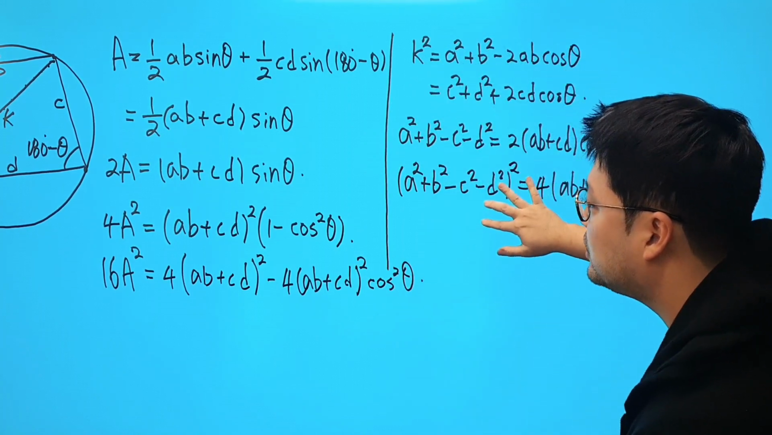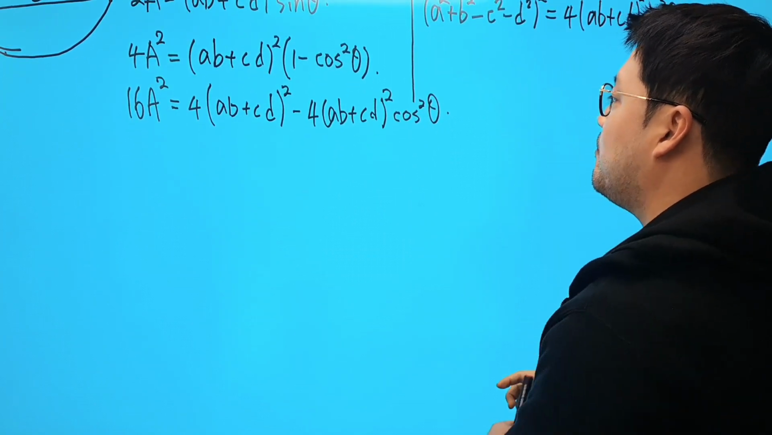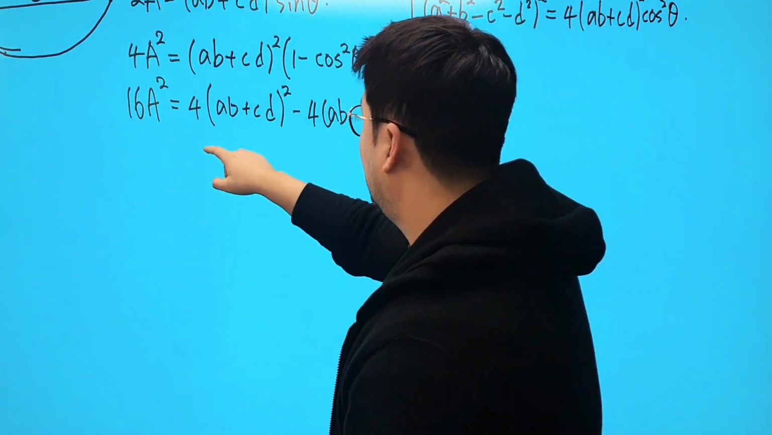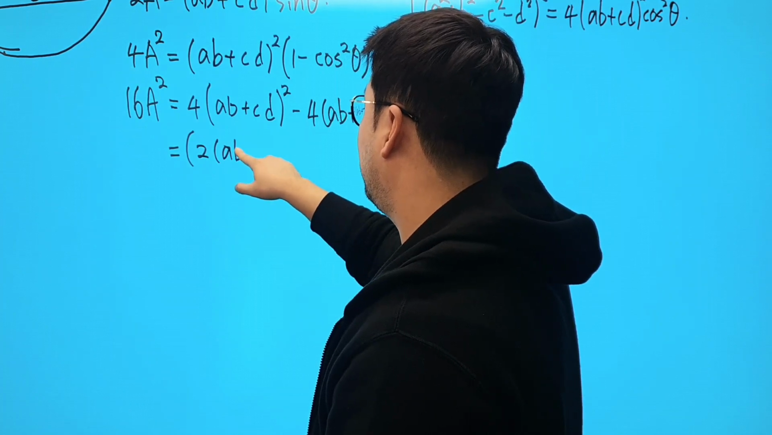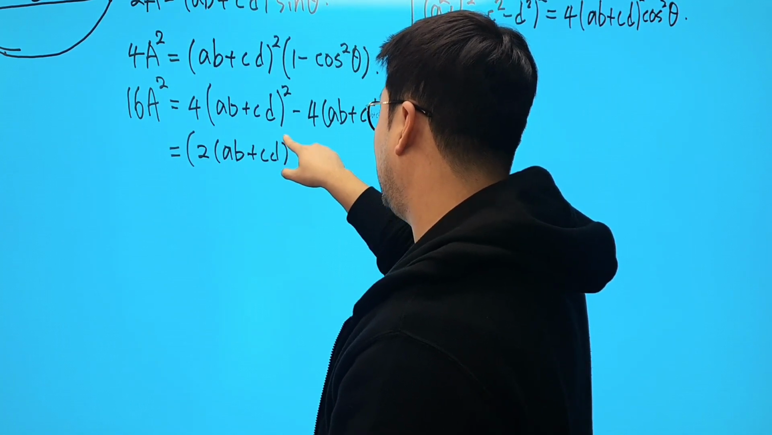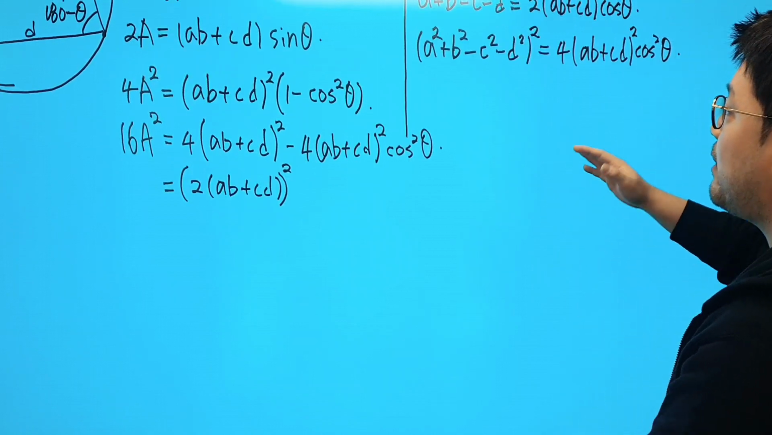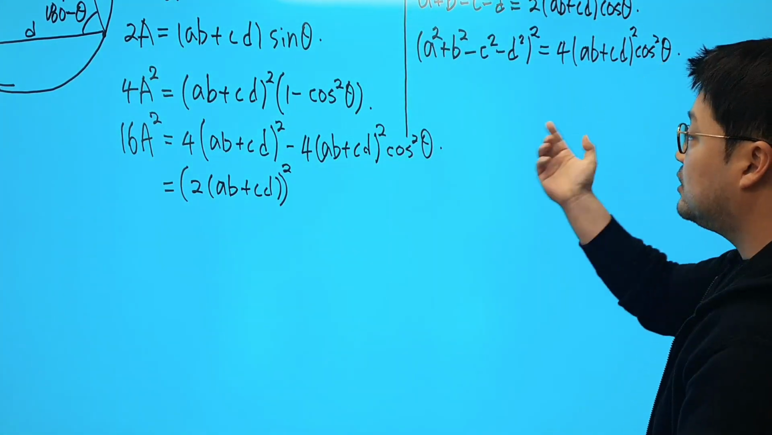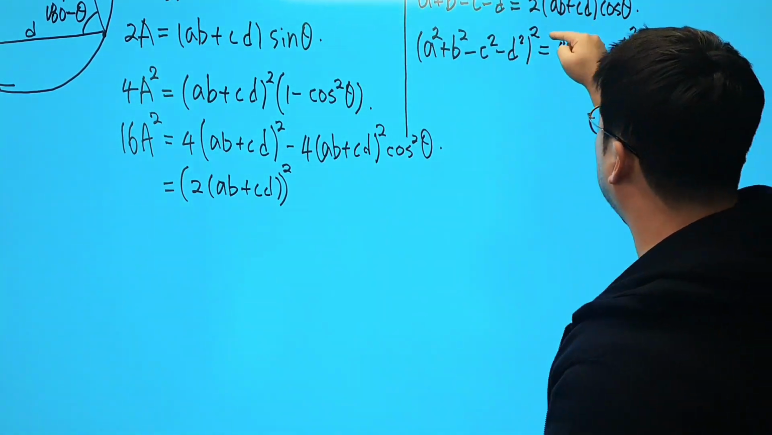All right, let's just try to push this all the way up here. We're almost done though. So that becomes 4 times (ab plus cd) squared. So I would say this will be 2 times (ab plus cd), closing the parentheses, and that's going to be a square. And I know for sure from our example that 4 times (ab plus cd) squared minus cosine squared is just going to be (a squared plus b squared minus c squared minus d squared) squared.